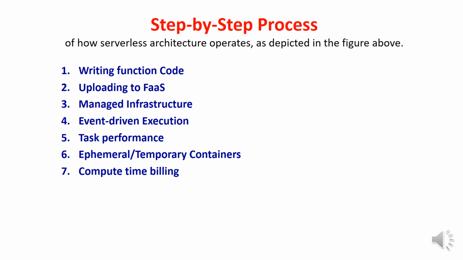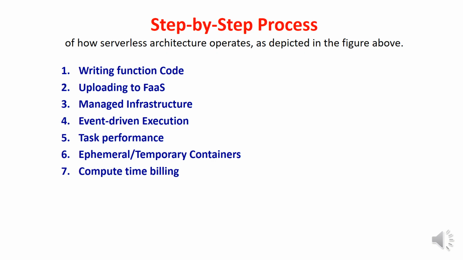Fourth one is event driven execution. The API gateway takes care of the execution of functions as containers. The function may be an inbuilt function or an external function. The cloud provider executes the functions triggered by an event as temporary containers.